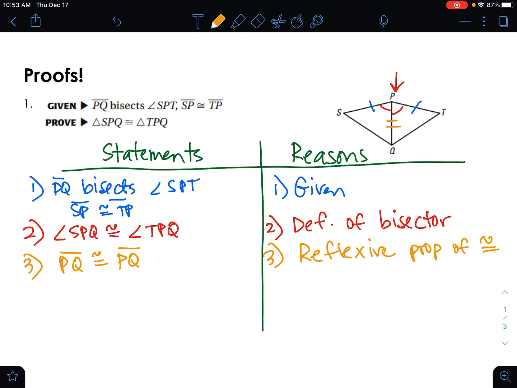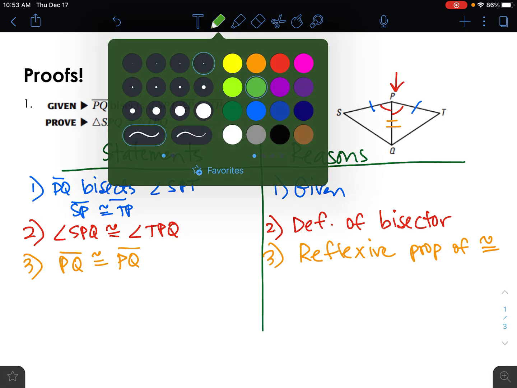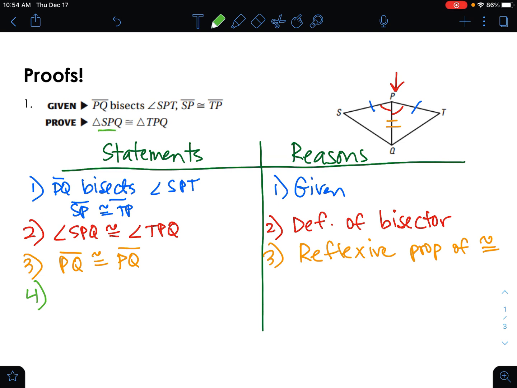Okay, now, do I have enough to have shown the triangles are congruent? So take a look at your foldable, and specifically we're looking at the markings on the 2 different triangles. I see the angle is in between the 2 sides. So I have side angle side. So I'm ready to be done. Okay, so I am ready to say, step 4, you copy down what you're trying to prove. Triangle SPQ is congruent to triangle TPQ, and that is by side angle side.